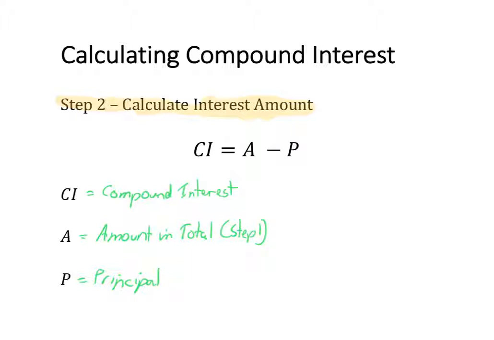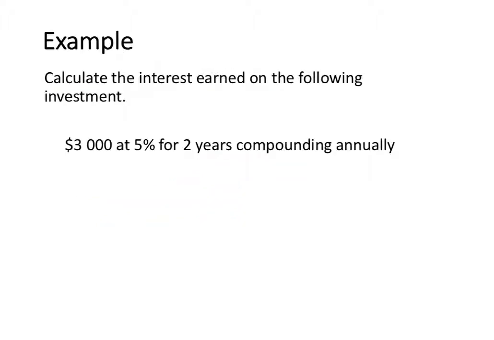So let's have a look at a couple of examples. In the first example, I want to calculate the interest earned on the following investment. The investment is $3,000 at 5% for 2 years, compounding annually. It's important to note that we are compounding annually because that may not always be the case. Sometimes you might be compounding 6 monthly or monthly, weekly, or even daily. So that's an important piece of information to know.